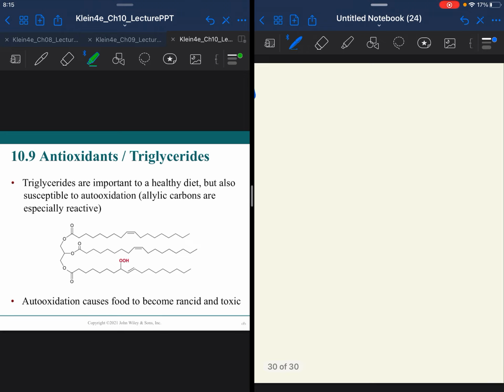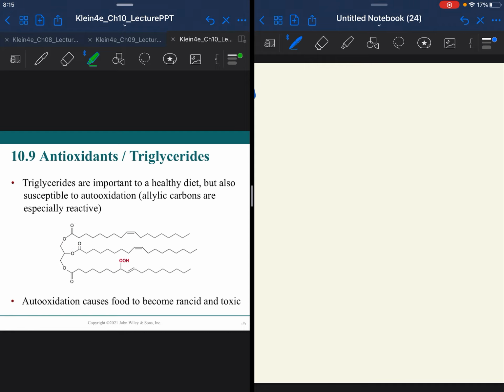Another, let's see, radical reaction that affects you is auto-oxidation of, what are these called? Unsaturated fatty acids, right? So your unsaturated fats have double bonds, right? This is a triglyceride here. You have all of these carbon chains. These are your fatty acid chains on your ester linkages.